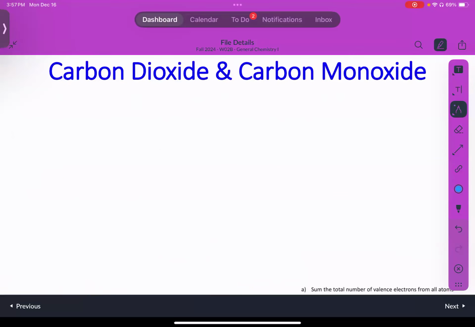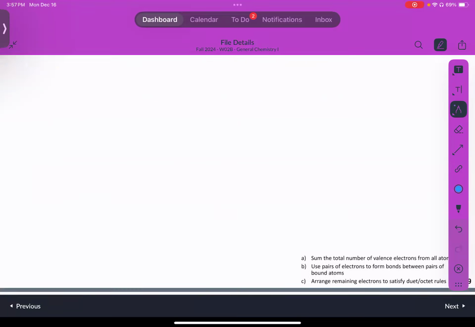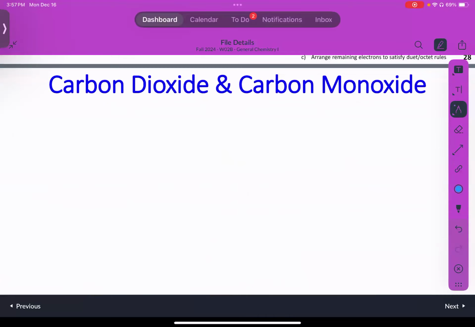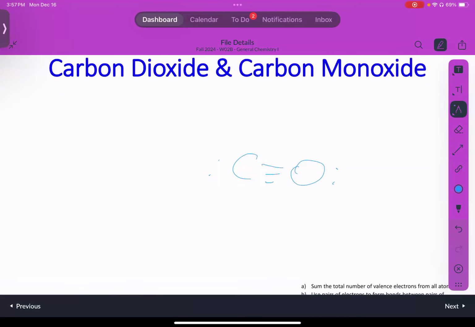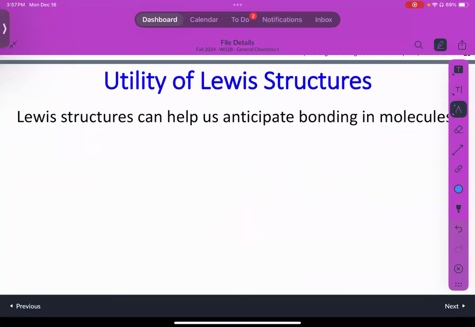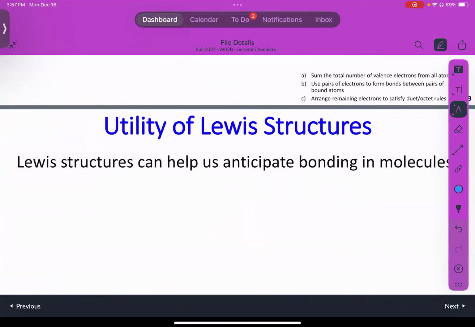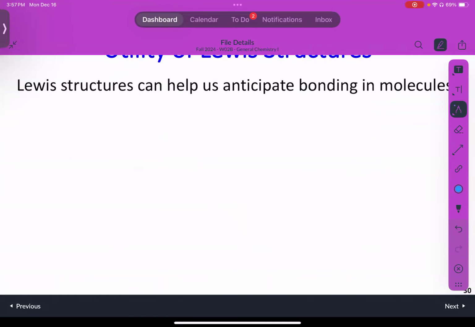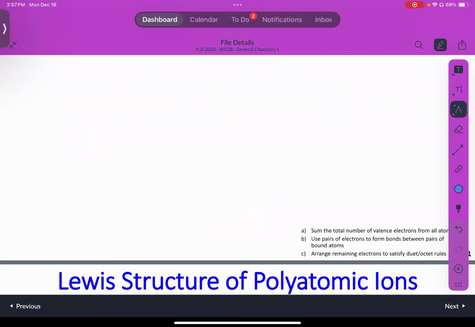There could be questions where it might ask how many lone pairs are on whatever, or is it a triple bond or a single bond, which is the better one, right? So it's important to know. Carbon monoxide is a pretty good one. This is C and O. It would be like that. That's the best structure for this. Okay. So yeah, Lewis dot diagrams can help anticipate bonding.